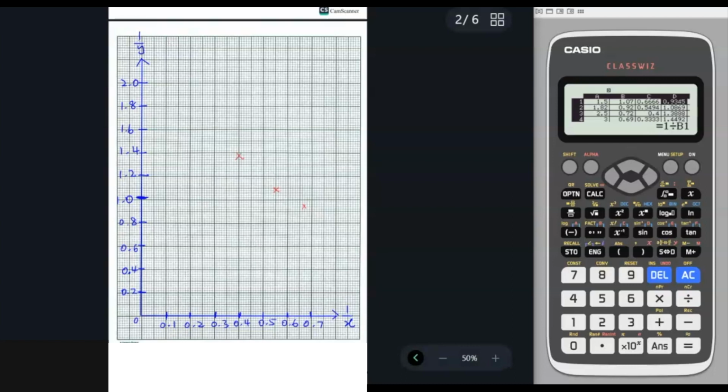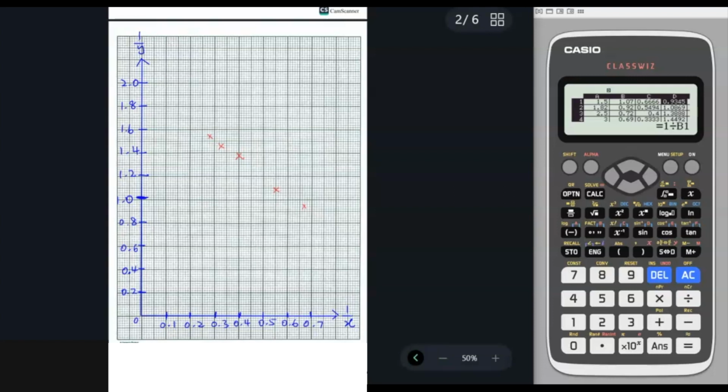Okay, then the next one is 0.33, 1.45. Okay, 0.33, then 1.45. 1.45 is somewhere in the middle here. Okay, so here. And then the next one is 0.29, 1.54. 0.29, and then 1.54. 1.54 is somewhere around here.